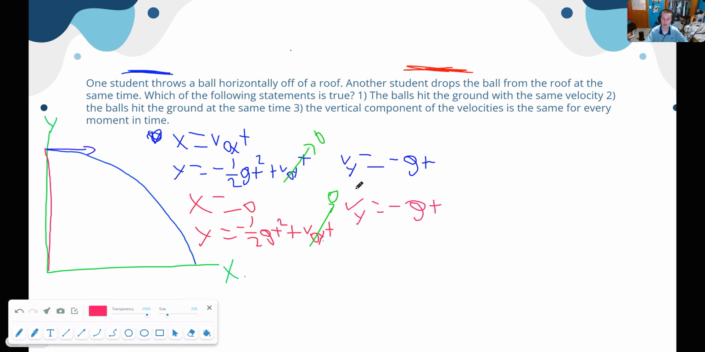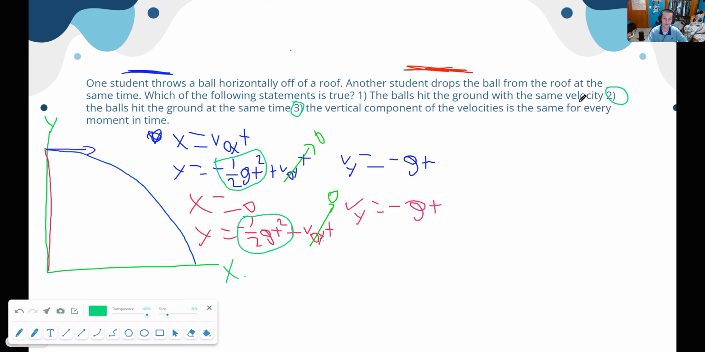And so these are the exact same expression. The times are the same because you're releasing them at the same time. So number 3 is true. The vertical component of the velocities is the same for every moment in time. Okay? What this also means is that the balls are also going to hit the ground at the same time. Because these expressions are the exact same, the y position is going to be the same for every moment in time, so they're going to hit y equals 0 at the exact same time. So that is also true.